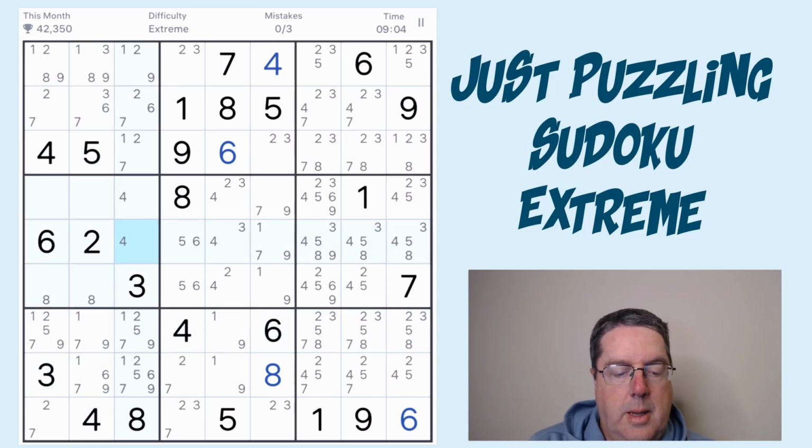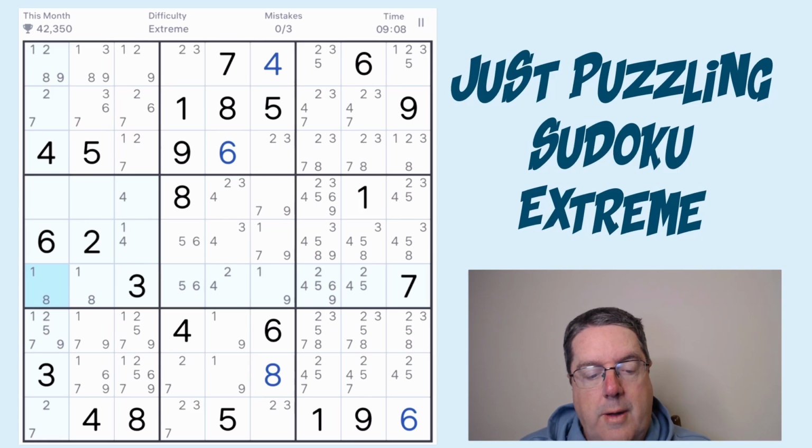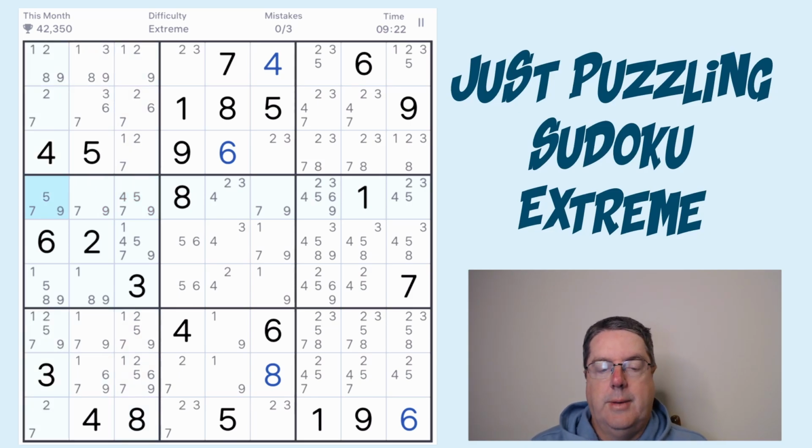So 1 can be here. 2, 3, 4, 5. 2 outside columns. 6, 7 up here. 8 and 9, all conquering 9. Okay, so that's everything at the present time as I understand it.